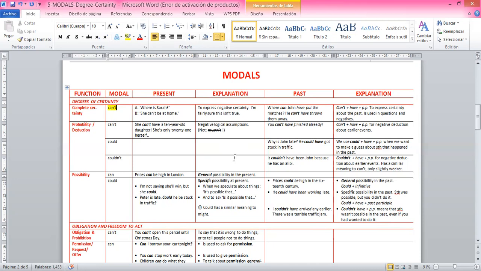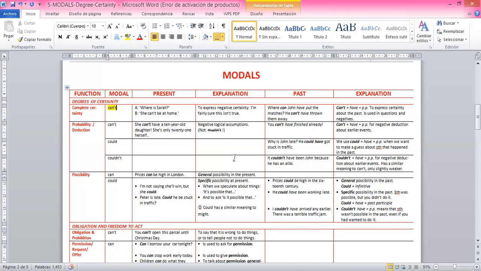Let's see the explanation. To express negative certainty, I'm fairly sure that it isn't true. For example, if I ask you where is Sarah, and you answer, she can't be at home, it's probably because you saw her some minutes ago, or a couple of hours ago, going out from her house. So that's why you say it can't be, because it's not possible for her to be there. You understand? Okay, good.